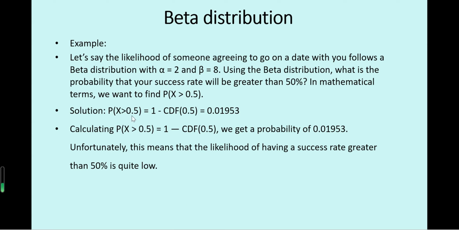And the solution is: the probability of x larger than 0.5 equals 1 minus the cumulative distribution function at 0.5, which equals 0.01953. This term can be calculated with the integral, or checked from a table. So this result is about 0.02, right? Unfortunately, the result means that the likelihood of having a success rate greater than 50% is quite low.